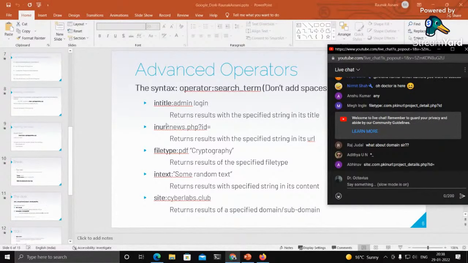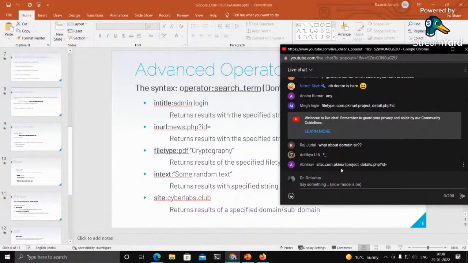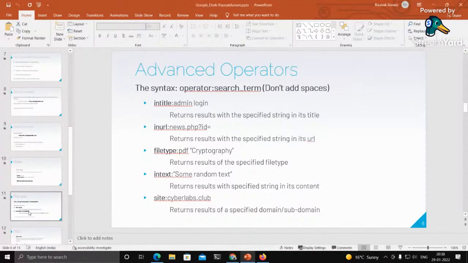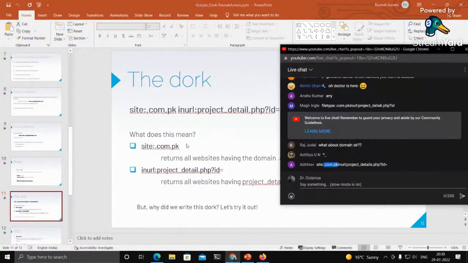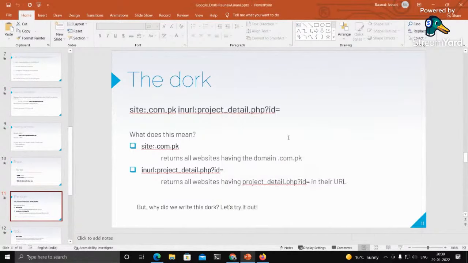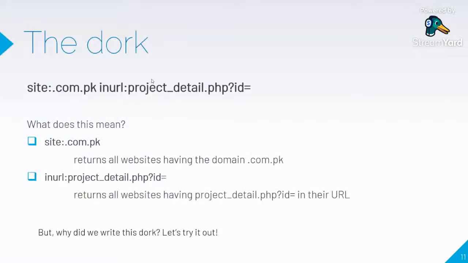Yes, Abhinav, you are right. I'm afraid you forgot to write a space after .com.pk. Yes, but you are absolutely correct. The dork is site:.com.pk. Let me just close the chat. site:.com.pk, and inurl:project_detail.php?id=.